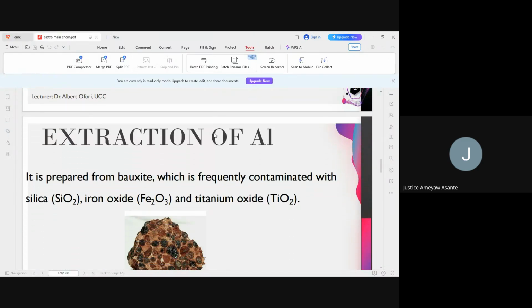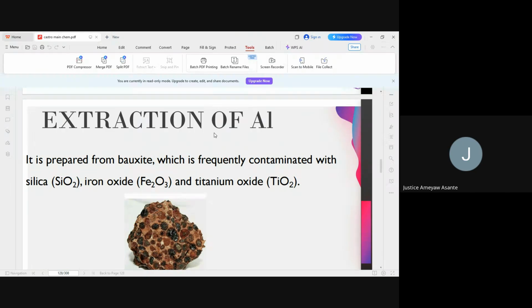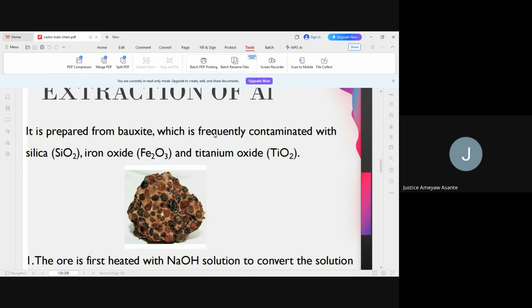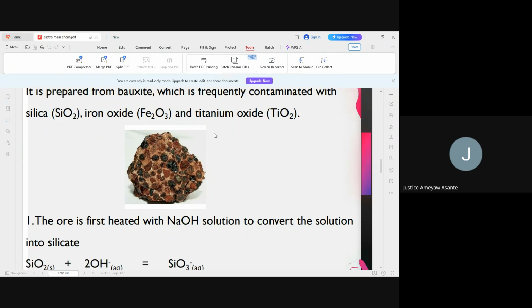So let us first look at the extraction of the aluminum. It is prepared from bauxite, which is frequently contaminated with silica, iron oxide, and titanium oxide. So we know that the aluminum ore is called bauxite. And this bauxite contains silica, it contains iron oxide, it contains titanium oxide. But we are looking for our aluminum, so we have to purify it first.